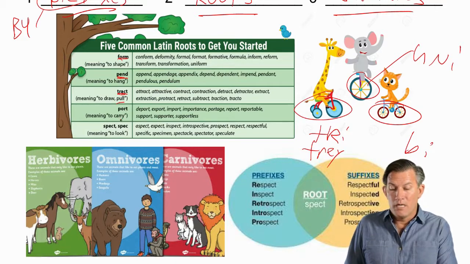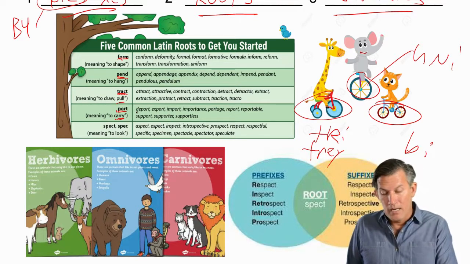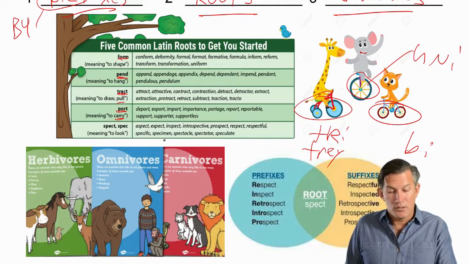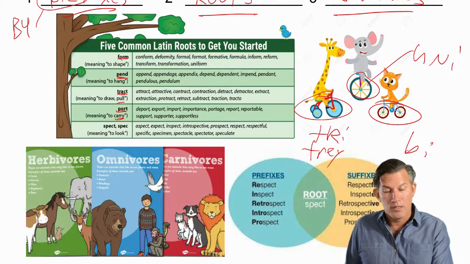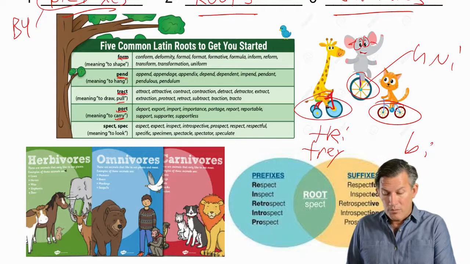Okay, port means to carry. To transport means to carry across. To deport means to get rid of. Okay, and spect always means to look. Okay, so spectacles, you know, are eyeglasses, right? Spectacles. All right. Vor always means eat.